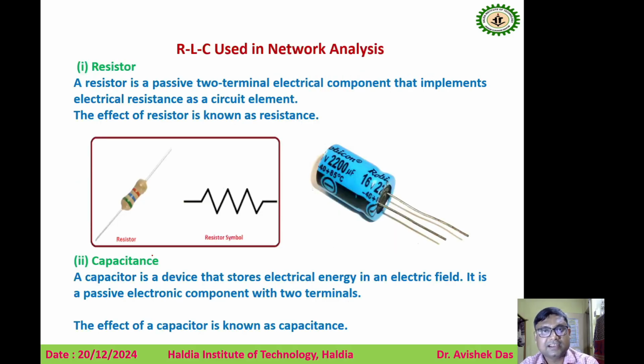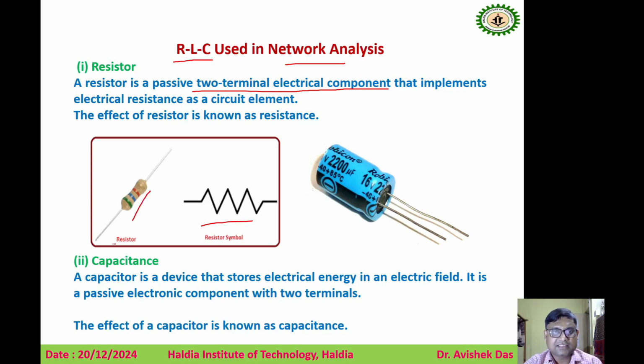Next we discuss the next slide. So here we discuss RLC. R means resistor, L inductor and C capacitor, used in network analysis. What is a resistor? A resistor is a passive two-terminal electrical component that implements electrical resistance. So how does it look? This is the symbol of the resistor, and what is the value of this resistance?